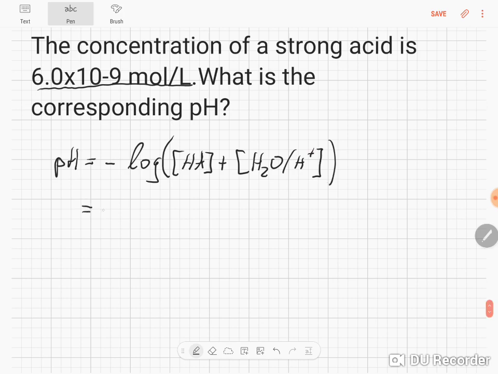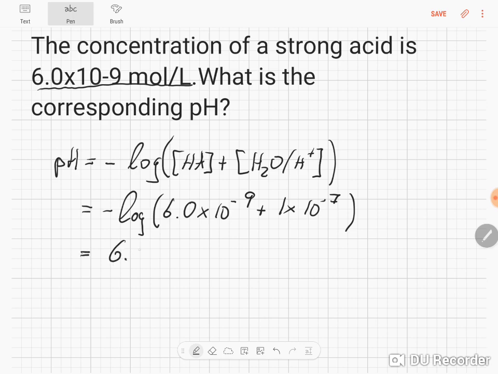So we get equals minus log of 6.0 × 10⁻⁹ mole per liter plus 1 × 10⁻⁷ mole per liter. That's from the water. And if we put that into a calculator, we get 6.97. So not quite neutral, because we have an acid, but because the acid is so dilute, we really need to take the proton concentration into account.